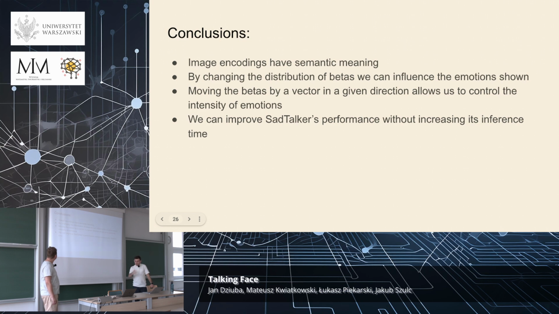So the conclusion is that vectors from this feature space have semantic meanings, and by changing distributions of betas, we can influence the emotions. By moving them by a vector, we can influence the intensity of the emotions, and we can improve SadTalker without increasing its inference time.